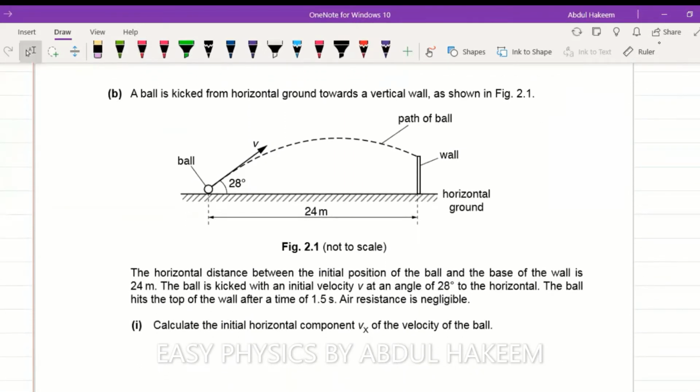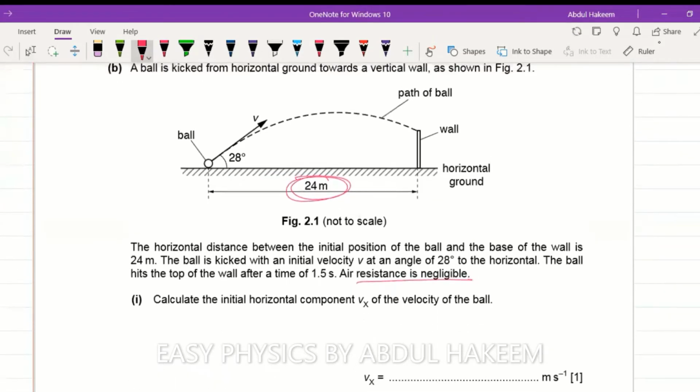Now the next question is about projectile motion. The ball is kicked from the horizontal ground towards the vertical wall. The horizontal distance between the initial position of the ball and the base of the wall is 24 meters. It's given here. This is the horizontal distance. The ball is kicked with the velocity v at an angle of 28 degrees to the horizontal. The ball hits the top of the wall after 1.5 seconds. Air resistance is negligible. Calculate the initial horizontal component Vx of the velocity of the ball.